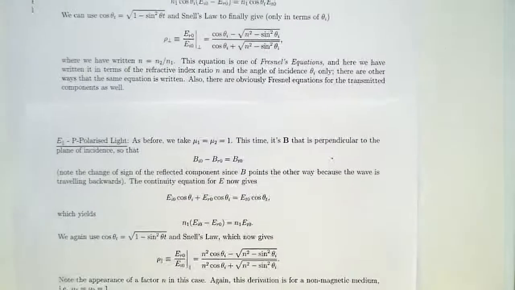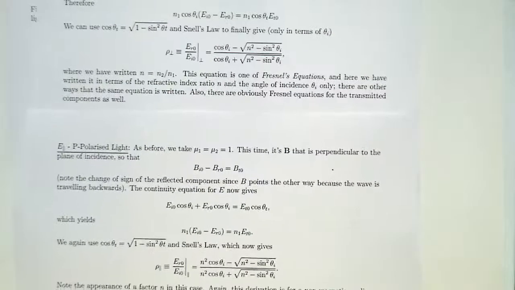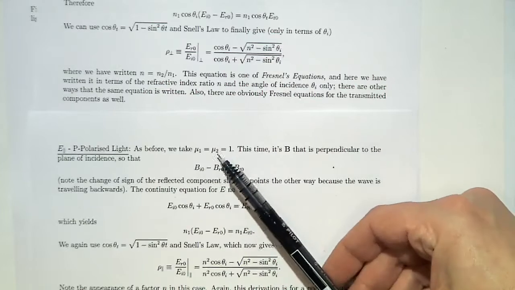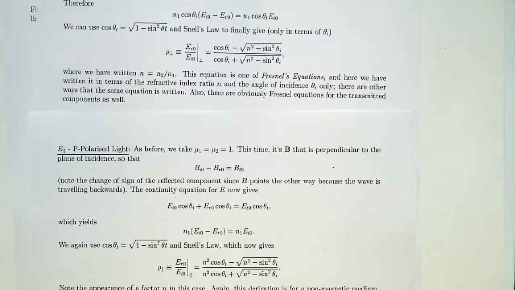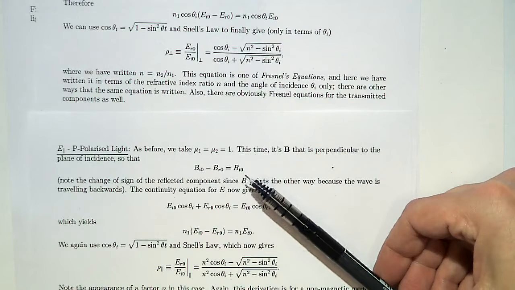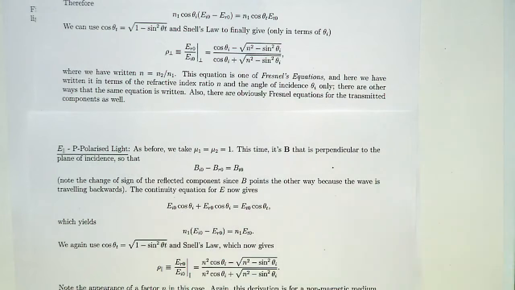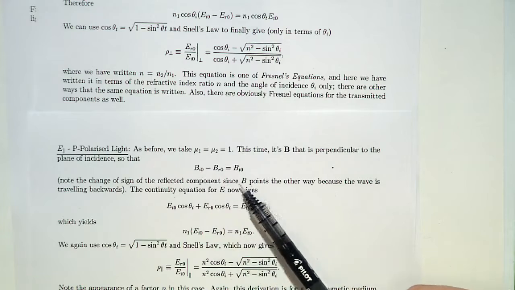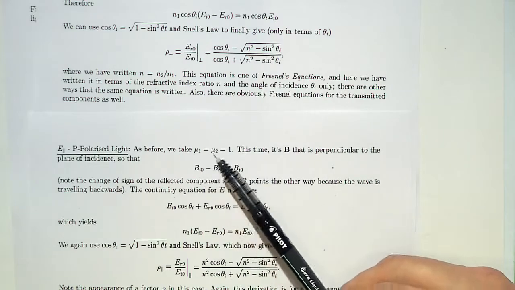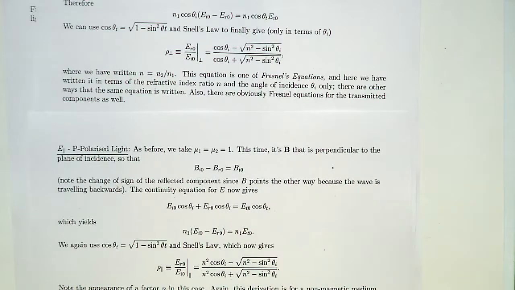The P-polarized case. Again, for simplicity, we'll assume a non-magnetic material, so we'll take mu1 equals mu2 equals 1. Now, of course, the magnetic field is perpendicular. In the P-polarized case, the electric field is parallel to the plane of incidence, so the magnetic field is perpendicular to the plane of incidence. Therefore, I can simply add up the magnetic fields across the boundary. That's my continuity condition. And when mu1 equals mu2 equals 1, they are simply related like that.